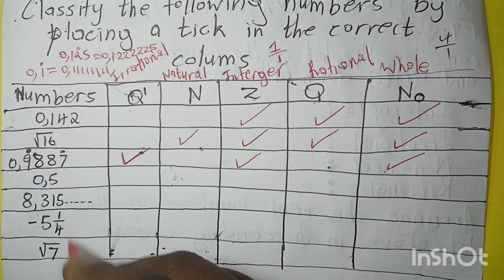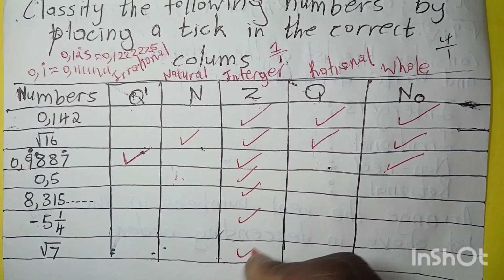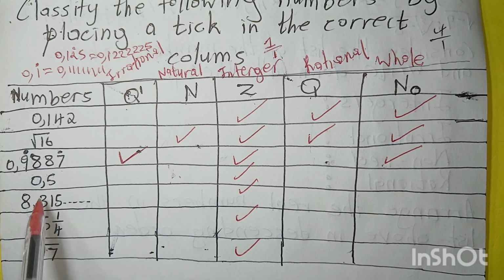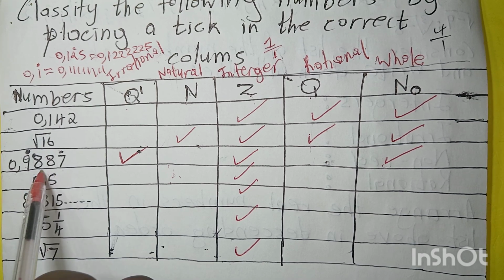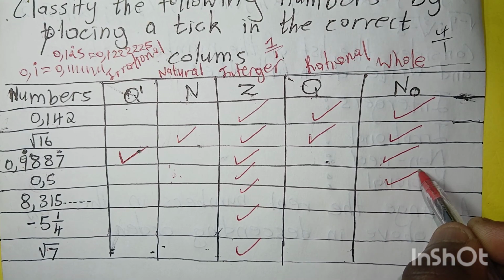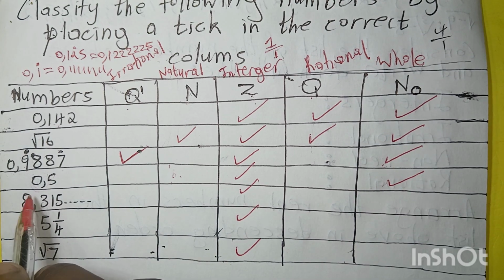So all these numbers, guys, are just integers. All these numbers are just integers, as you can see. And this one is bigger than 0. Do you see? Yeah, it is bigger than 0.